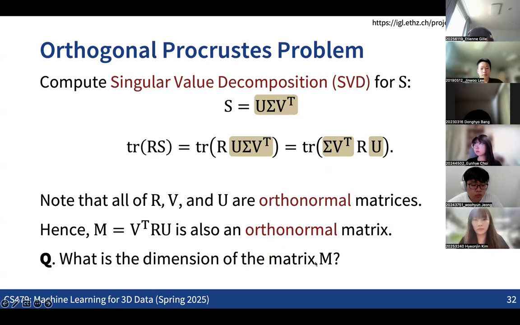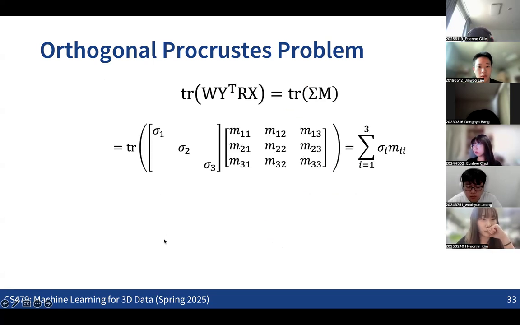So again, what's the dimension of the matrix M? Obviously, the dimension of the matrix M should be another 3 by 3 matrix, right? Because each of those three matrices is a 3 by 3 matrix. So what we have seen is that we are computing this to find a rotation matrix which maximizes this term, right? And then we simplify this computation into the trace of these two matrices. One is the diagonal matrix, another is the orthonormal matrix, right? So this becomes the problem of maximizing this term, because sigma is the diagonal matrix.